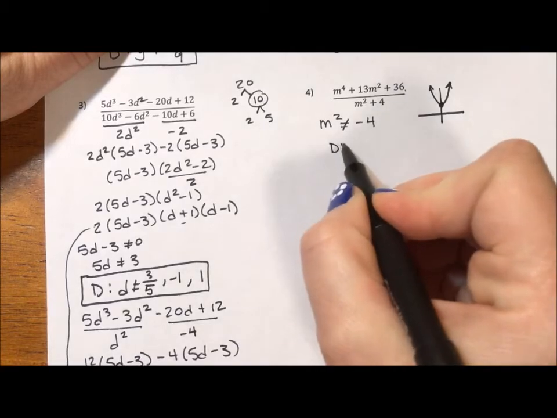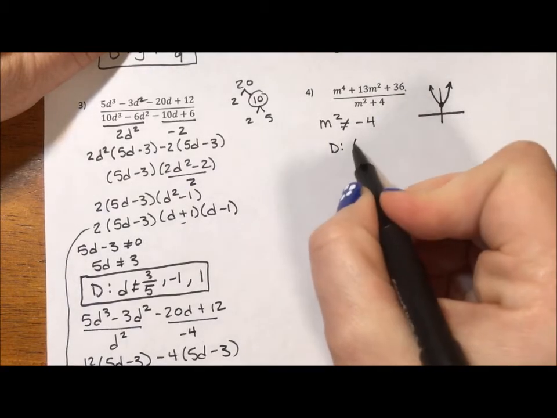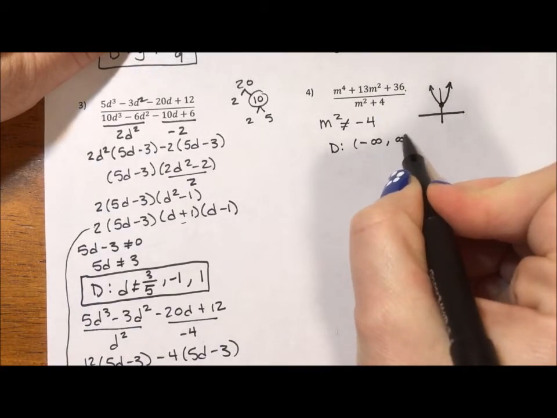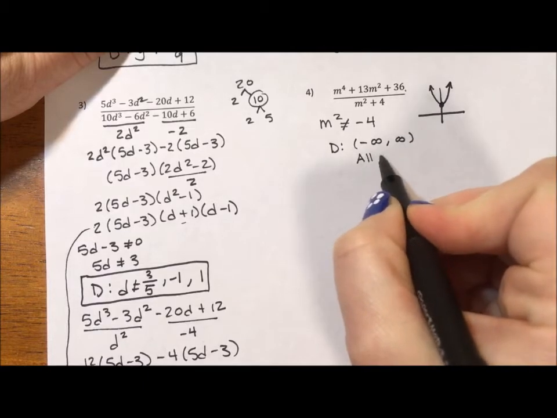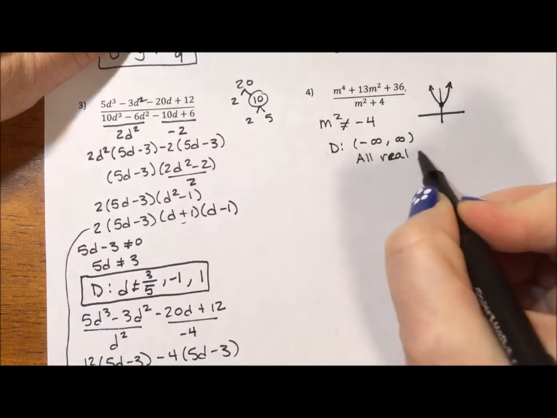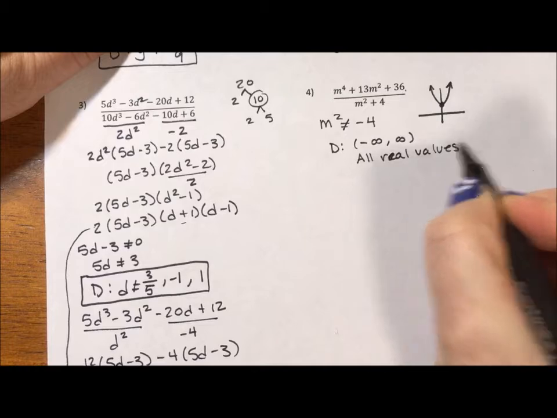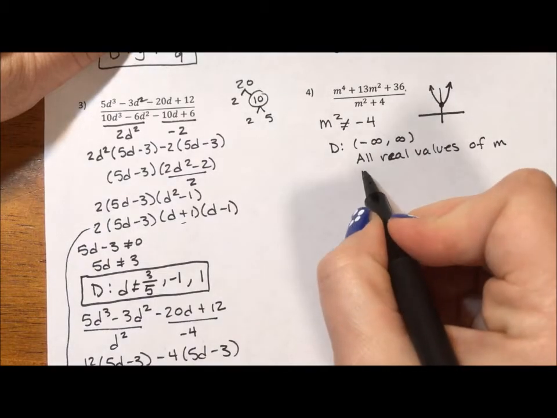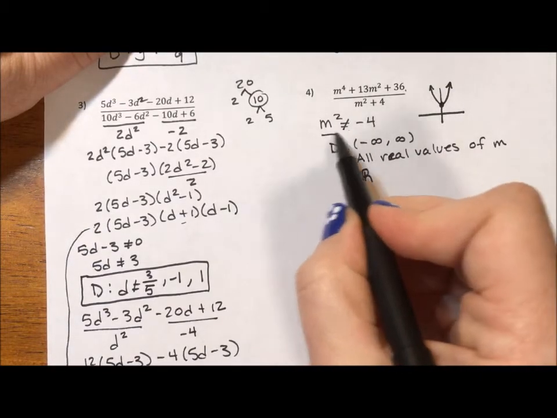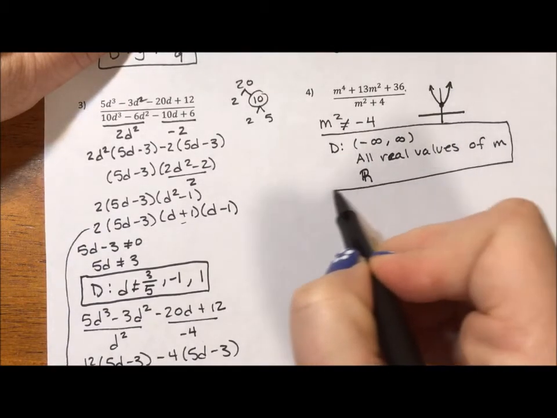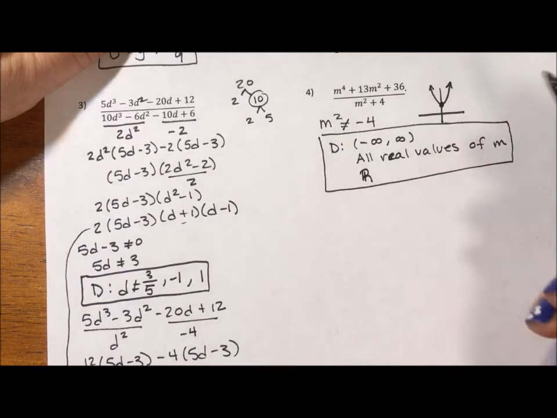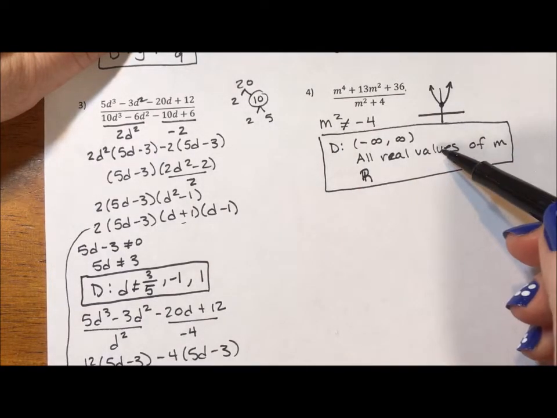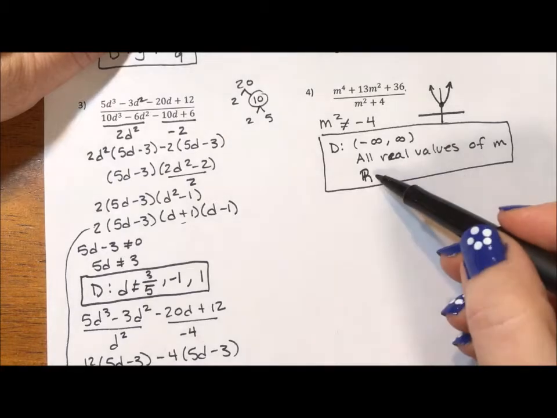So my domain is going to be all real. Now, I usually do interval notation here. You can also use the words all real values of m. And we say real because if it was imaginary, we could make it negative. You could also do double bar R. These are the 3 common ways of writing all real values: interval notation, verbiage notation, and set notation.